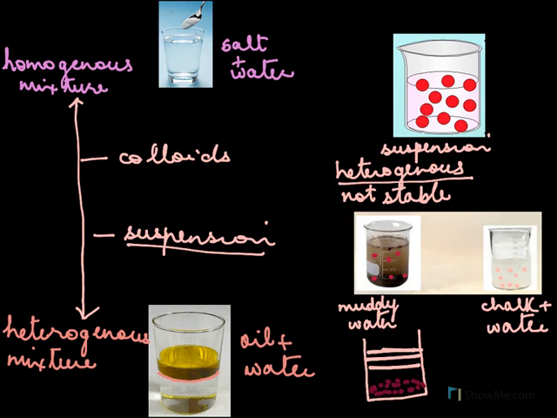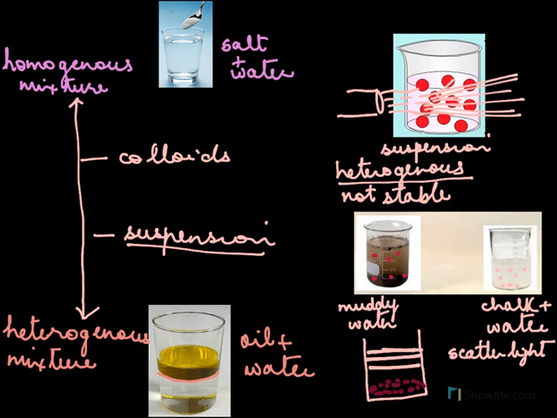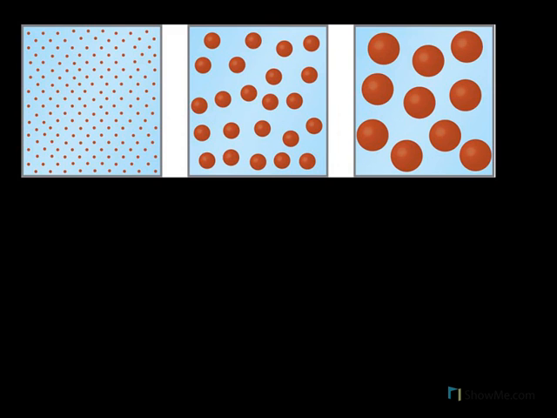Suspensions also scatter light, which means if you have a torch and you pass light through it, the light is scattered, and hence you can see a nice beam of light passing through the suspension. So the particles of suspensions scatter light because they are large enough to scatter light.